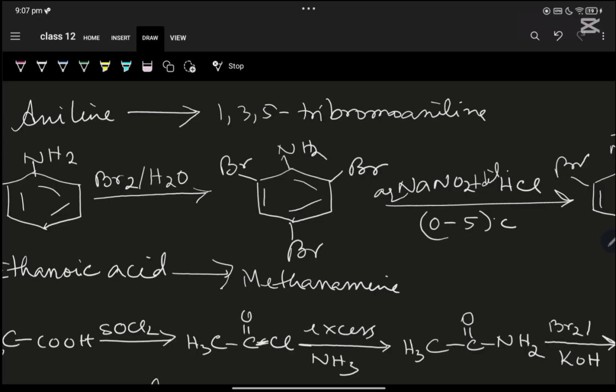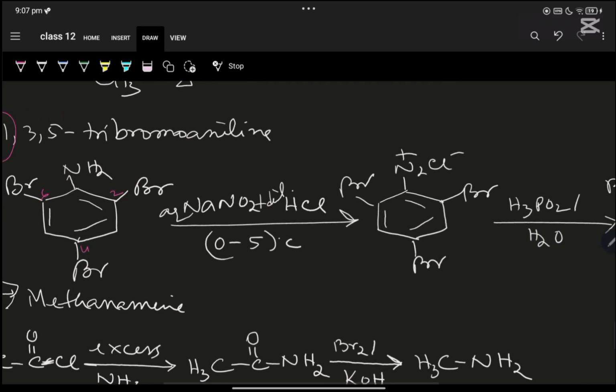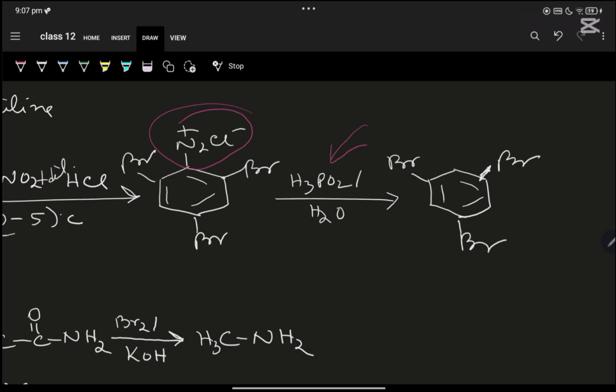Now you need tribromoaniline. You are getting 2,4,6-tribromoaniline, not 1,3,5, when you give bromine water. Now one position needs H over there. For that, you can again undergo the diazotization reaction, aqueous NaNO2, dilute HCl, 0 to 5 degrees Celsius, and then give H3PO2 and H2O. In place of N2 plus Cl minus, H will come, and this is the product.